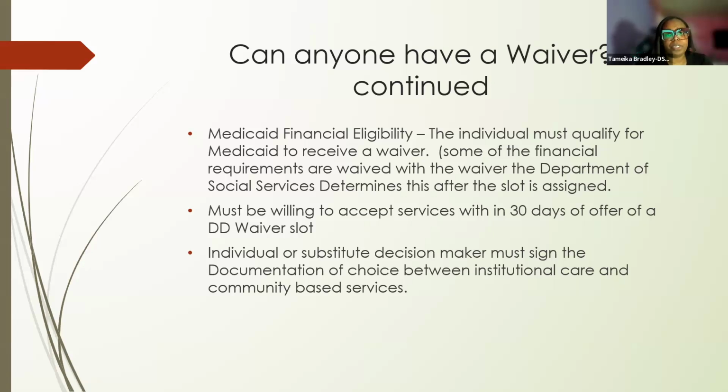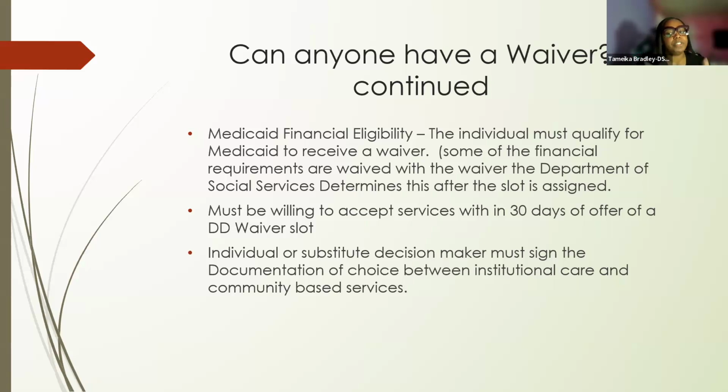If you're awarded or receive a waiver, you must be willing to accept services within 30 days of offer of a DD waiver slot. An individual or substitute decision maker must sign the documentation of choice between institutional care and community-based services. So this form is signed when you come in for a screening. And so when you sign that form at that time, you're signing that you understand that you're going to be placed on a statewide waiver wait list. And so once we have you sign that form, we'll add you to the DD waiver wait list.